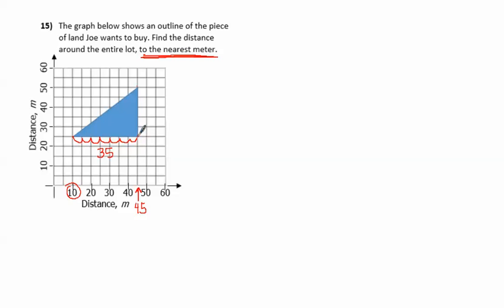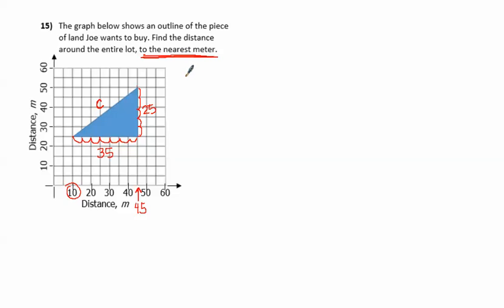Checking your up and down scale, notice that it still goes by 5s. 5, 10, 15, 20, 25, 30, 35, 40. So each one of these blocks is also 5. So 5, 10, 15, 20, 25. That's actually 25. And these are the values that we're going to be using to figure out our length C here.